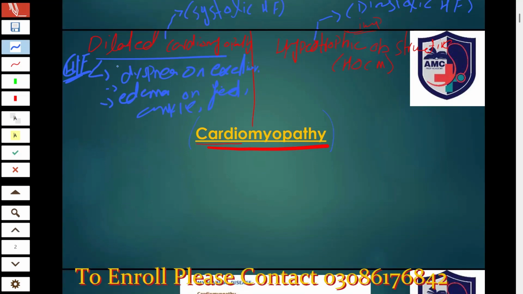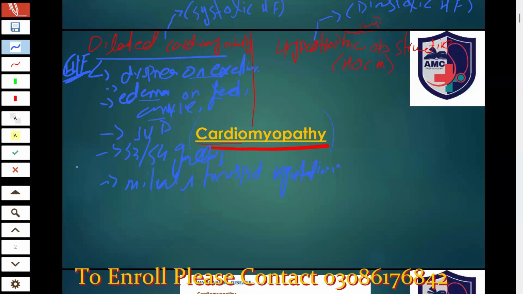So in dilated cardiomyopathy, there is dyspnea on exertion, edema in hands and feet, because here is heart failure. And as well as there is a raised JVP, jugular venous distension, S3 and S4 gallops you will hear, along with mitral and tricuspid regurgitation. So this is the clinical feature.